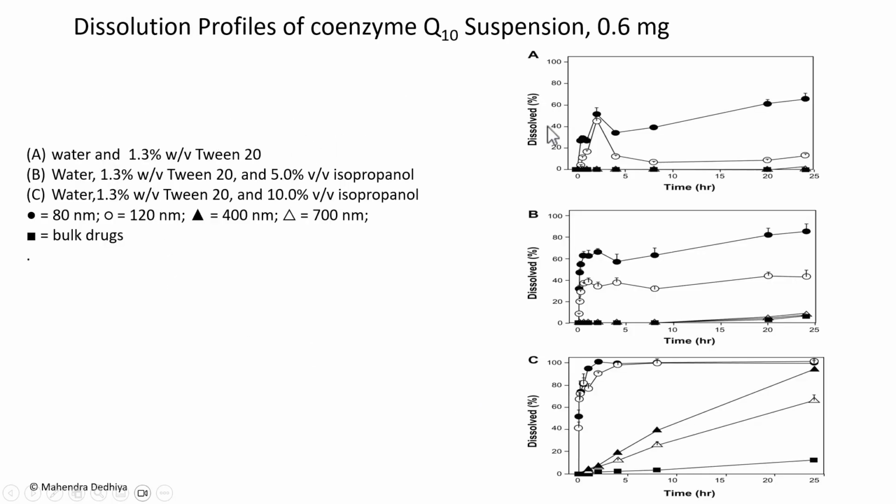This is graphed, and the graphs also show media A, B, and C, and different particle sizes. 80 nanometer is the highest, and 120 follows that. Obviously, 400 and 700 do show dissolution in media C that contains higher isopropanol.